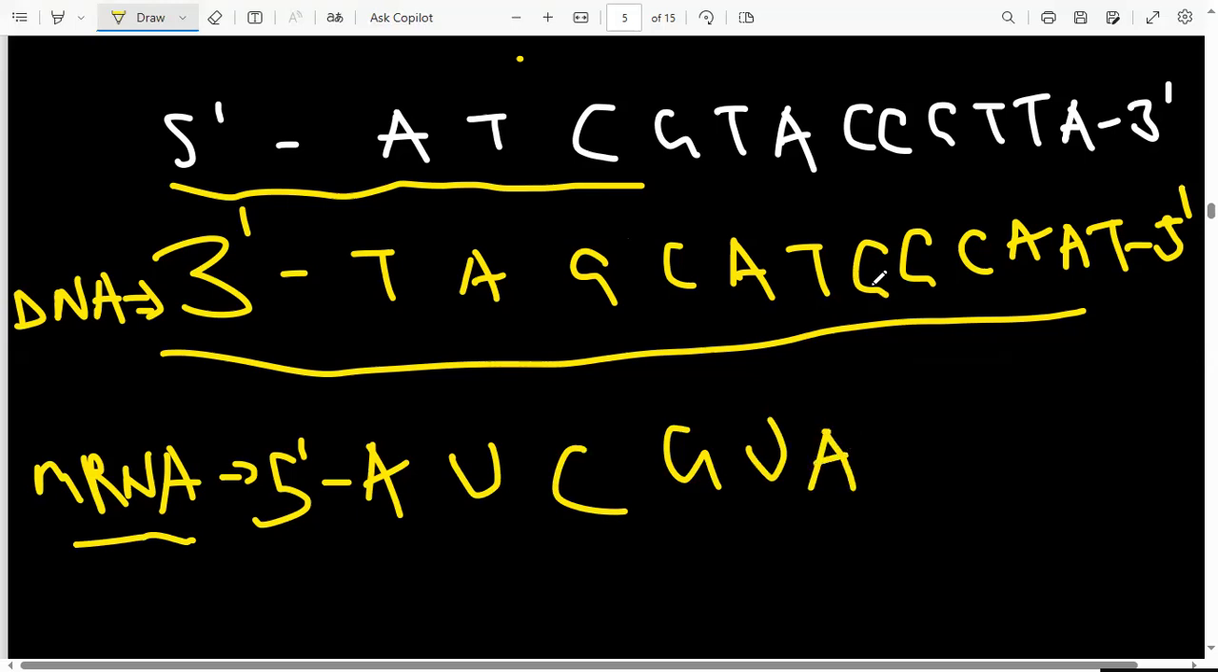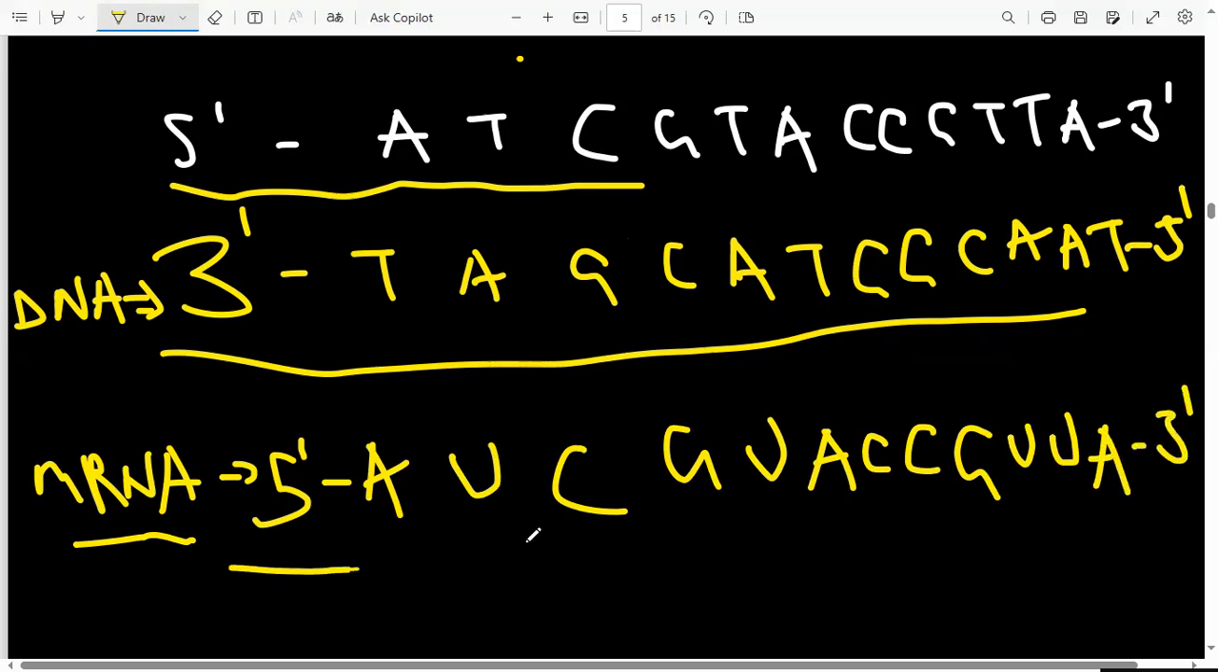Then G, G. So I have C, C. Then I have C, here I have G. A, I have U, U, and then T, I have A. And then I have 3' at the end. So this one here will be the mRNA sequence. So we first have to find the template for the DNA, and then you use that template for the DNA to find the mRNA. Okay, any questions, guys?